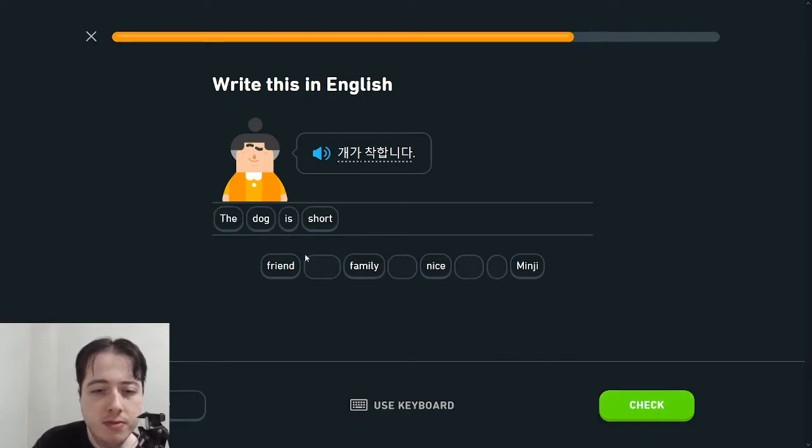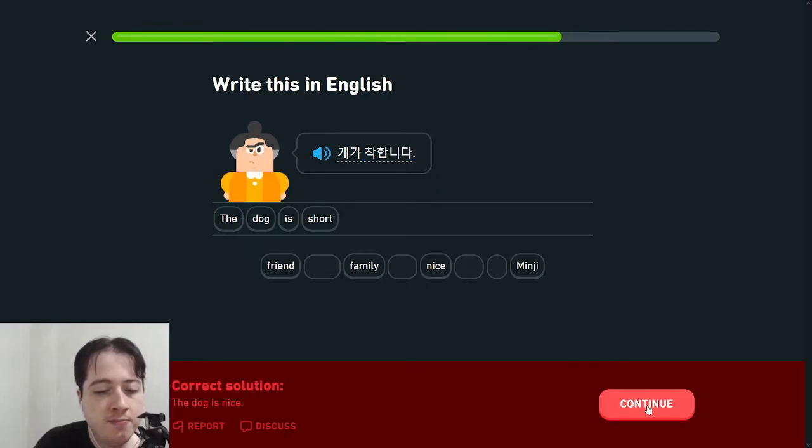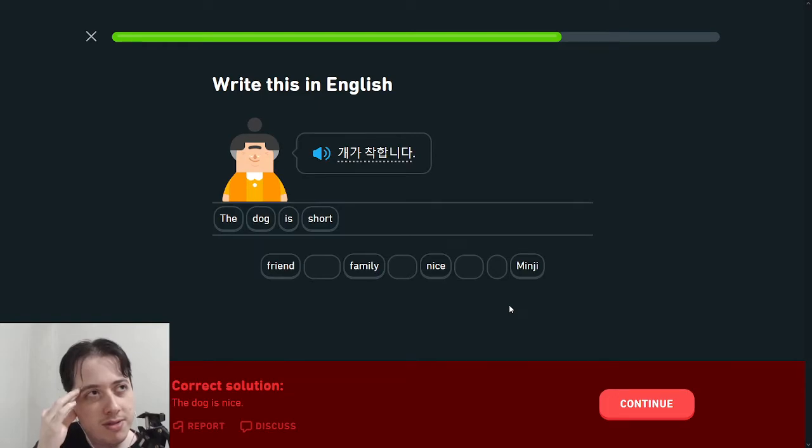It's short. I wonder why there is no 키가 here. This 키가 is height, right? So 아이가 or 남자. I think it was 아이가 키가 착합니다. Why is there no 키가 here? That's interesting. So it means that I don't need 키가 in order to talk about height. I can just say dog short. The dog is short. Oh, it's nice. 작습니다. Wait, I'm confused. It's almost the same word. I thought it was short. So that's why there is no 키가, because it's not height.